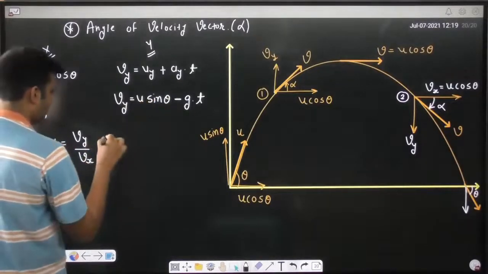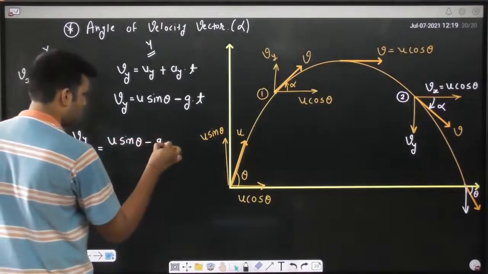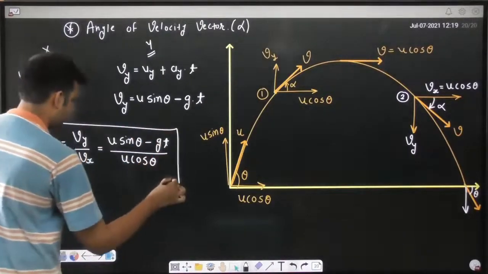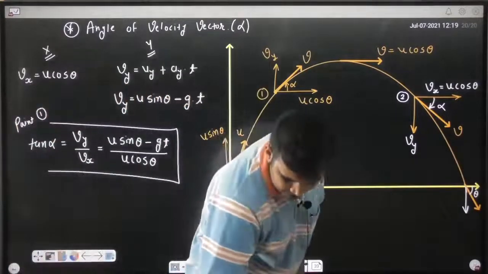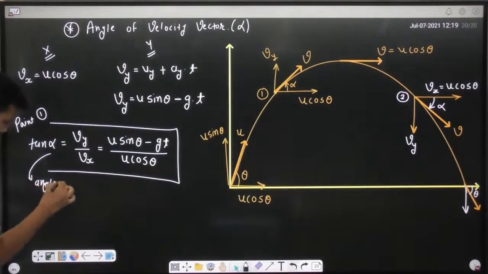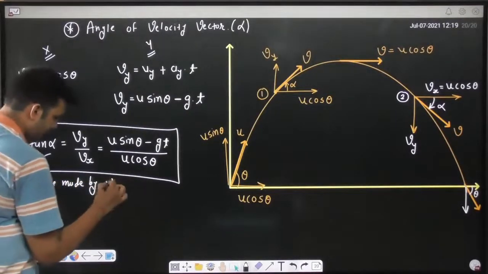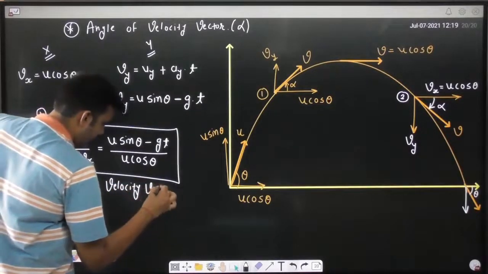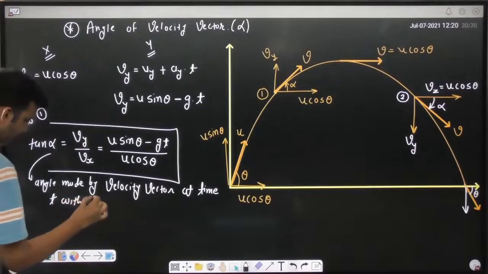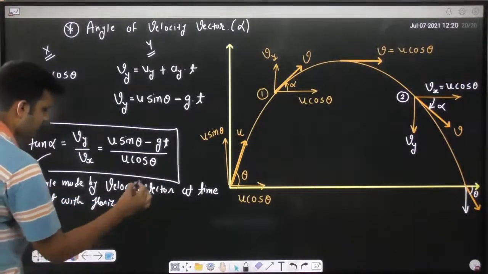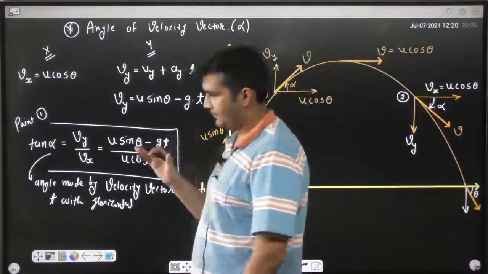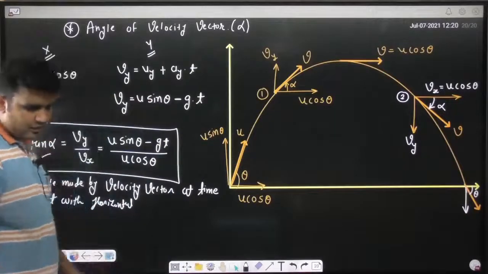So just put the value of Vy, that is u sin theta minus gt, upon Vx, which is u cos theta. This is the story. Yes or no? So this is an angle made by the velocity vector at time t with the horizontal, right? That much angle will be made. Any data can be taken, it is not that it must be taken only this way. Got it? So there is nothing to worry about here.